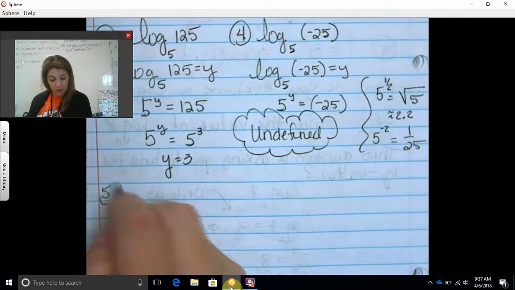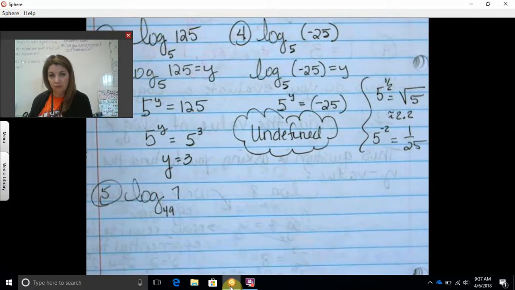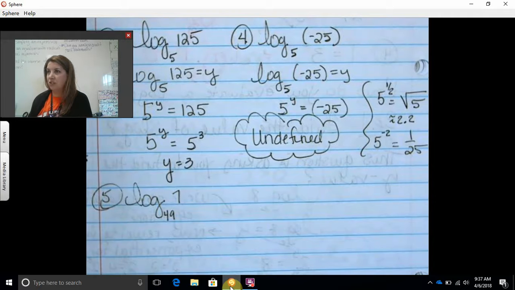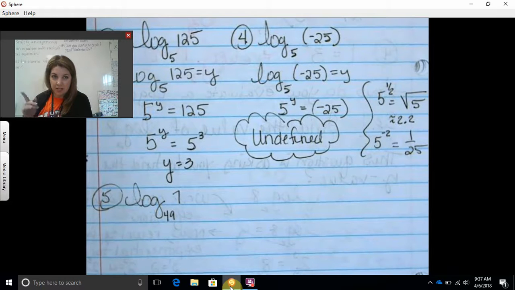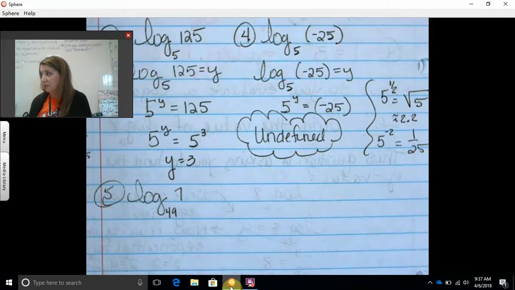Example 5. Log base 49 of 7. Log base 49 of 7. This is another trickery. I'm not saying it's undefined. It's not undefined. I'm just saying, do you think the answer is 2? We'll see. Does it work out? You tell me. It's not 2 because 49 squared does not give you 7. I hear a 1/2. Yeah. I heard a yeah.